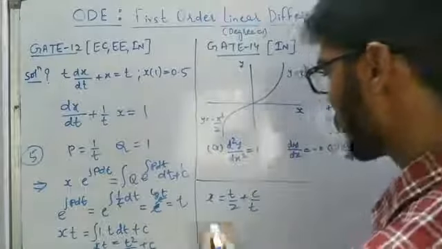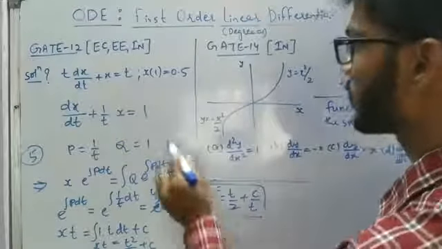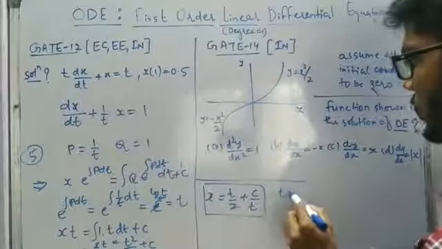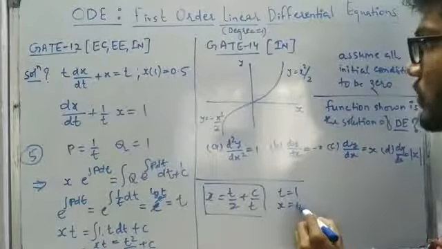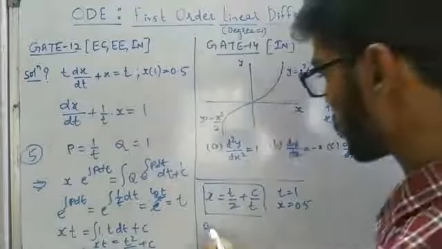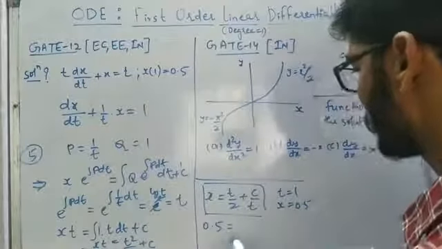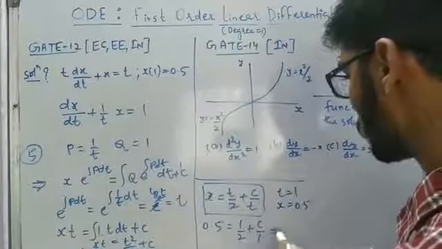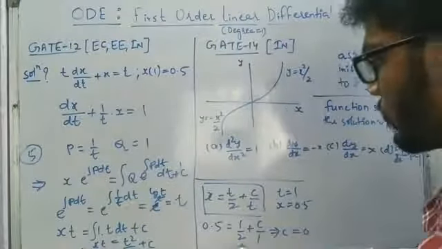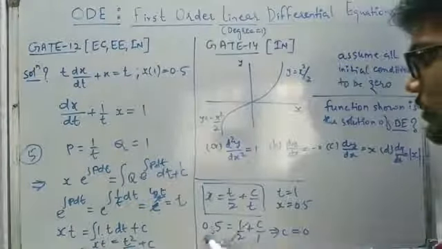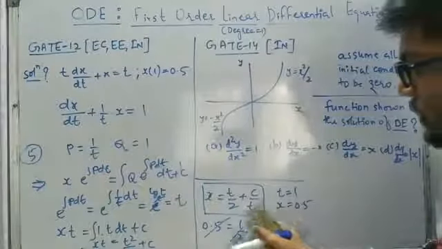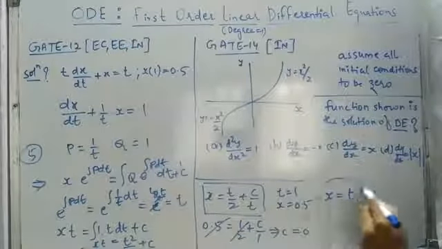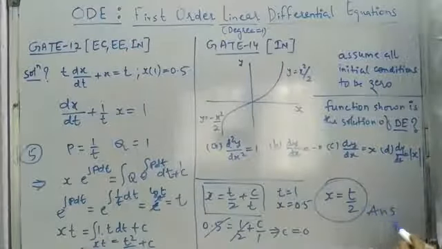I have divided both sides by t, and we are given the initial condition x of 1 is equal to 0.5. It means at t equal to 1 the value of x is 0.5. So we will put that value to calculate the integration constant. 0.5 is equal to 1 by 2 plus c by 1. So c is nothing but 0, because 0.5 is equal to 0.5 plus c, so c is 0. If we put c as 0 here, we get the solution as x is equal to t by 2. So this is our answer.